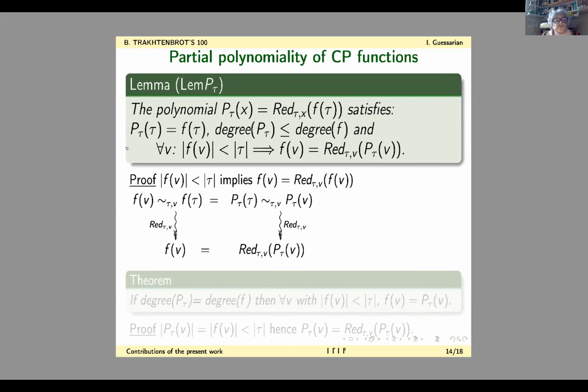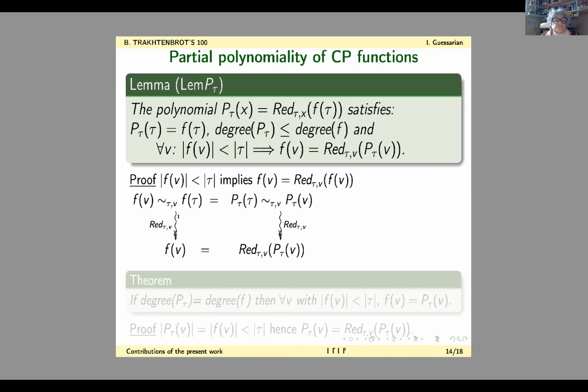And for all v such that the length of f of v is less than the length of tau, f of v is ret tau v of p tau of v. This is easy to prove. If the length of f of v is less than the length of tau, then f of v is necessarily tau irreducible, because it's shorter than tau. Hence, f of v is its reduct modulo tau v. So these two words reduce into the same word f of v.